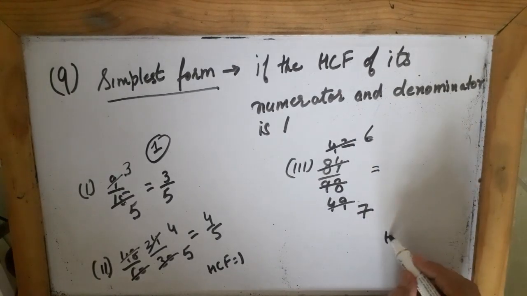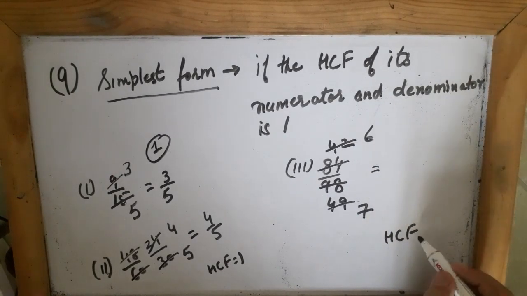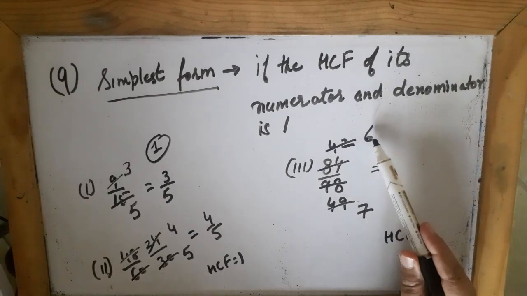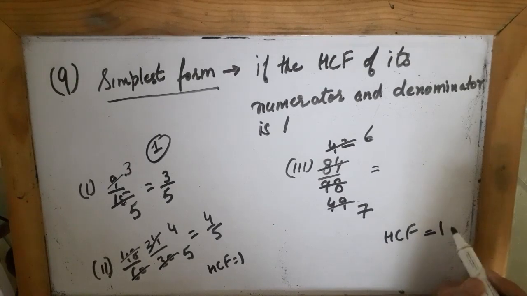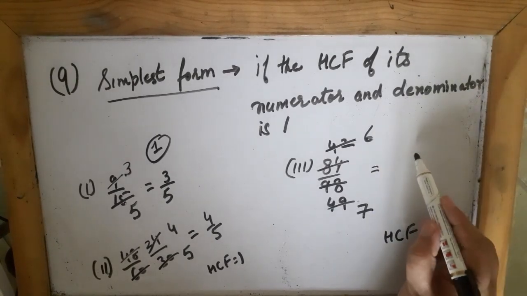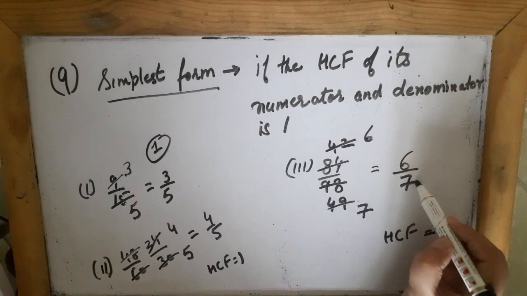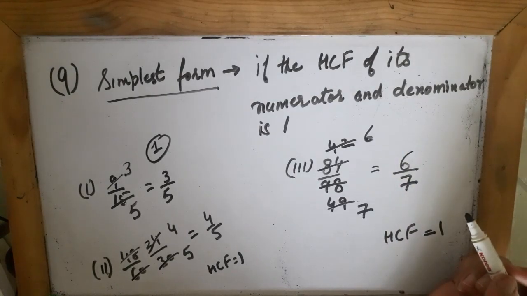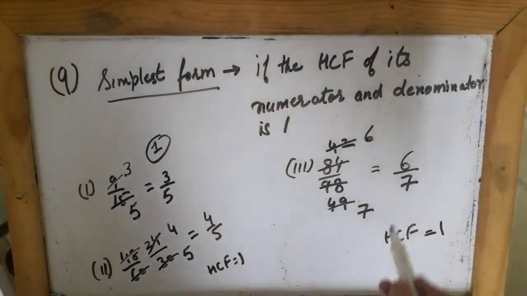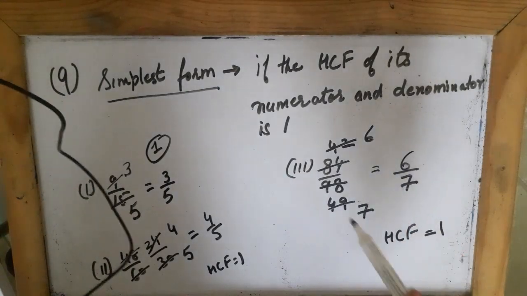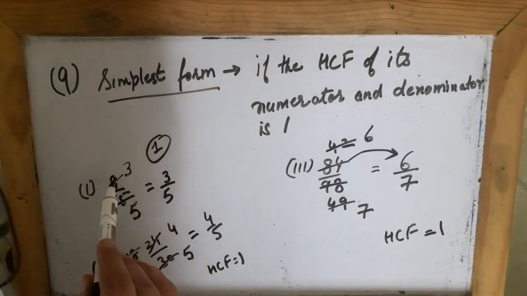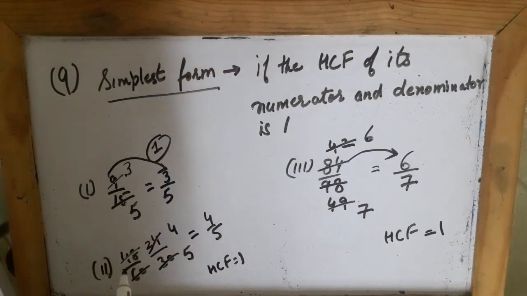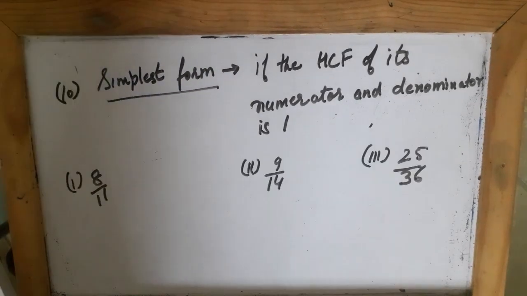Now their HCF, the highest common factor, the highest number with which I can divide them, is only 1. So their HCF is 1. When the HCF is 1, it means they are in the simplest form. So the answer of this is 6 by 7. I have reduced this fraction to the simplest form.